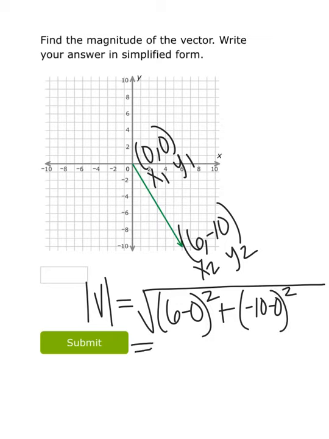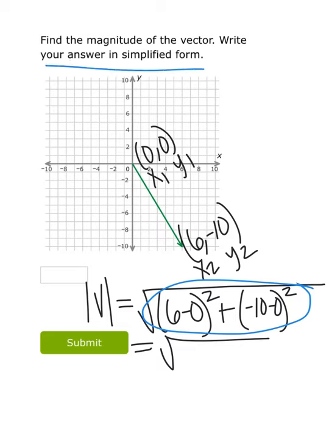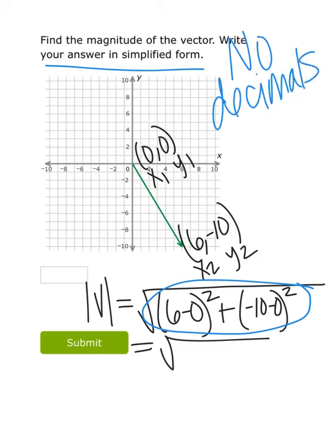But instead of just typing all of this in your calculator, we only need to look at what's under the radical first, because we need to leave our answer in simplified radical format. So no decimals. Whenever I evaluate 6 minus 0 squared plus negative 10 minus 0 squared, I get 136. So my answer would be the square root of 136.